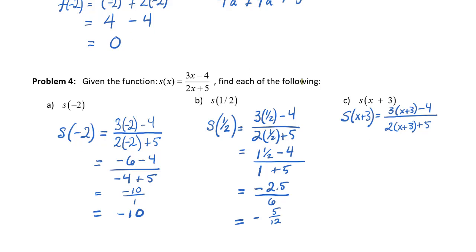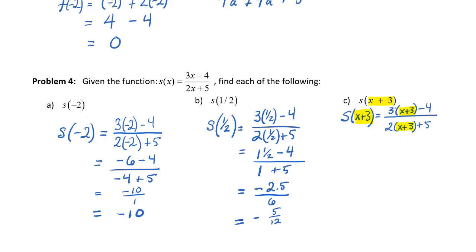You might find it helpful to color code your substitutions. X plus 3 is your input. It's your independent variable. It's your domain. And the output is what you get when you simplify this statement.